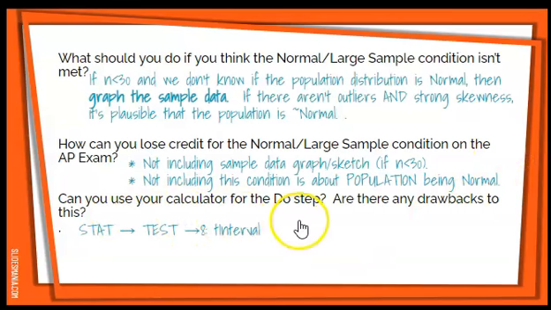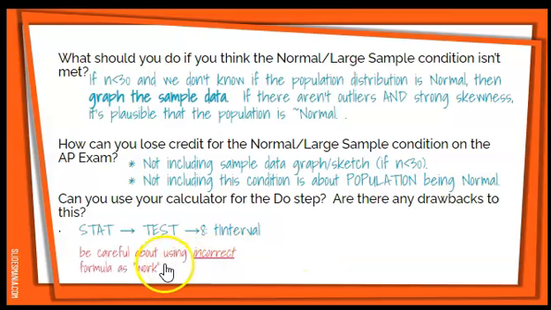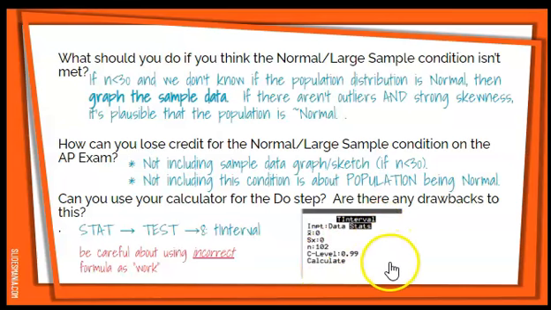Yes, you can use your calculator on the do step. It's going to be like this. You hit stat, test, and you're looking for test number 8. It says T interval. Now, when you do that, be careful that when you show the work on your paper, you use the correct work and you show the right work. But when you hit the T interval, it's going to come up looking like this.